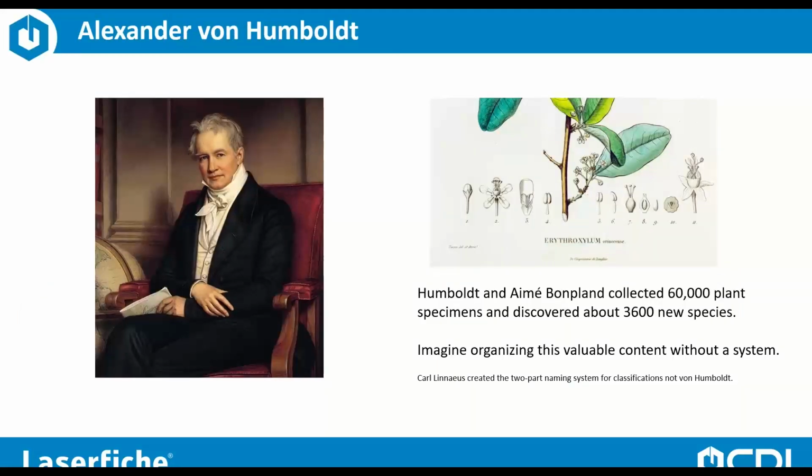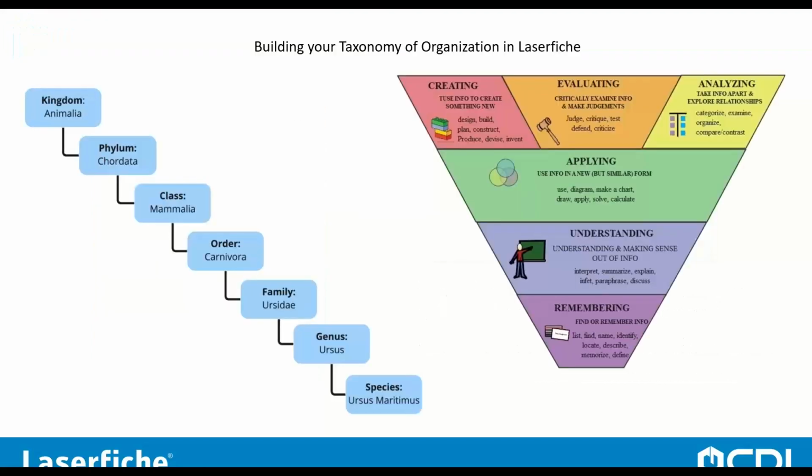Allow me to introduce Alexander von Humboldt. This is a man who really needed an organization system. From 1799 to 1804, Alexander von Humboldt's exploration of South America led him to discover over 3,600 species. He also collected over 60,000 plant specimens throughout his journey. He's widely considered to be the father of ecology and environmentalism. Today, there are more species named after Humboldt than after any other human being.